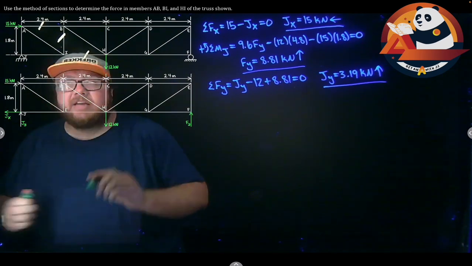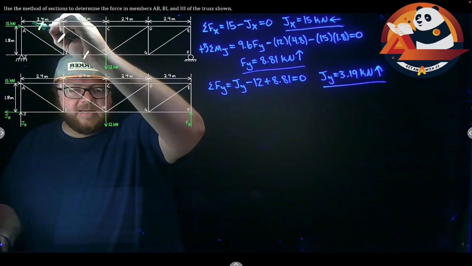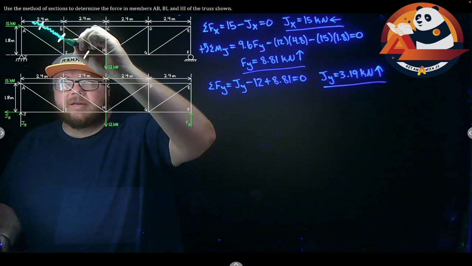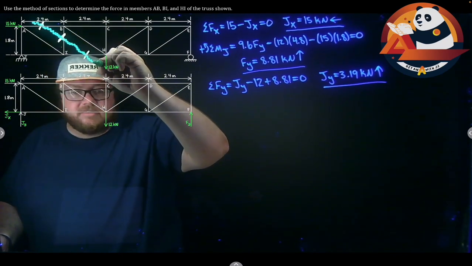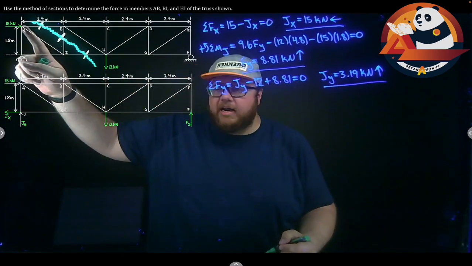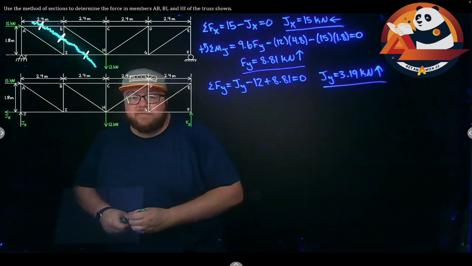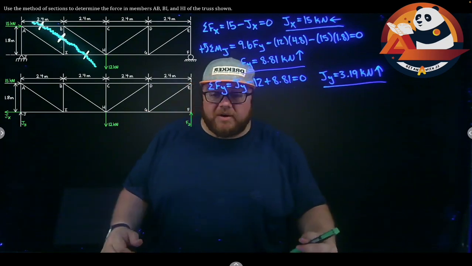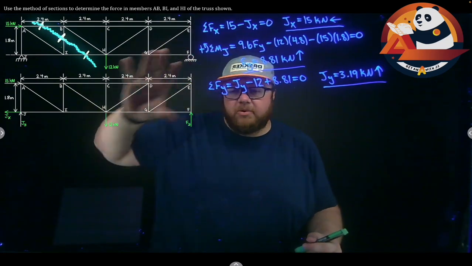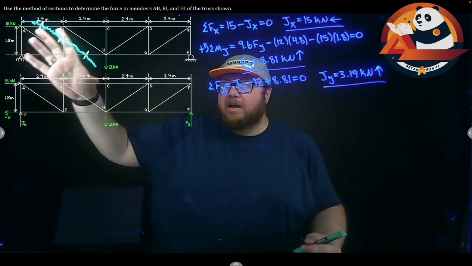But so let's come in and draw that in. I'll use green. I can cut through AB, and I'm going to use a wiggly line for my cut lines. So I'm cutting member AB, member BI, member HI. All three of those will be unknowns in my section free body diagram. These I worked with the overall free body diagram. I'm making a new one here.